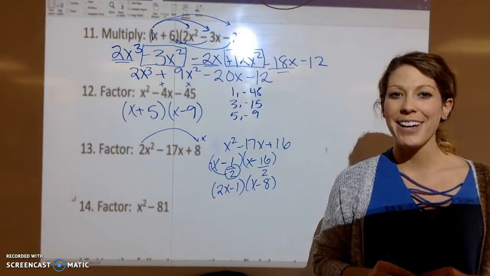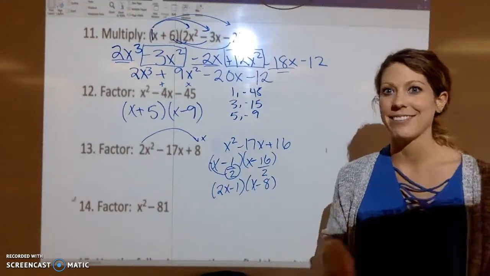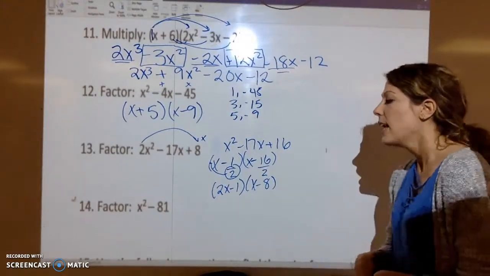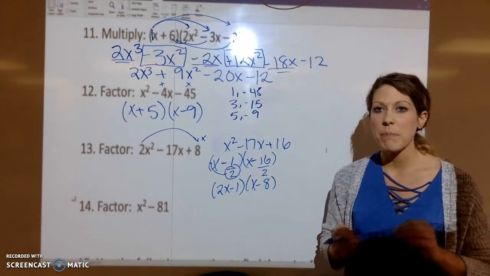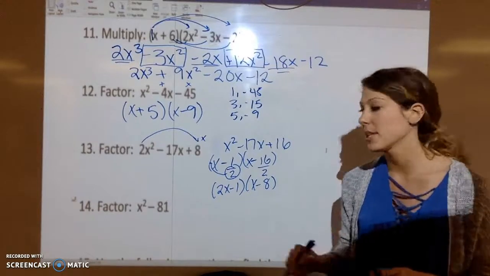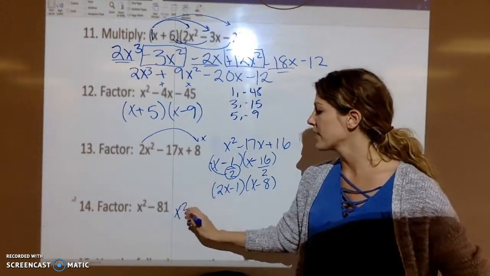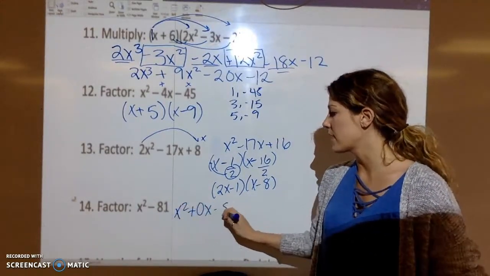All right, last one for today, last one on this set. Sorry. Number 14, we have x squared minus 81. So this is a difference of squares. We're missing the middle term. If it helps, write in your middle term. So that's x squared plus 0x minus 81.